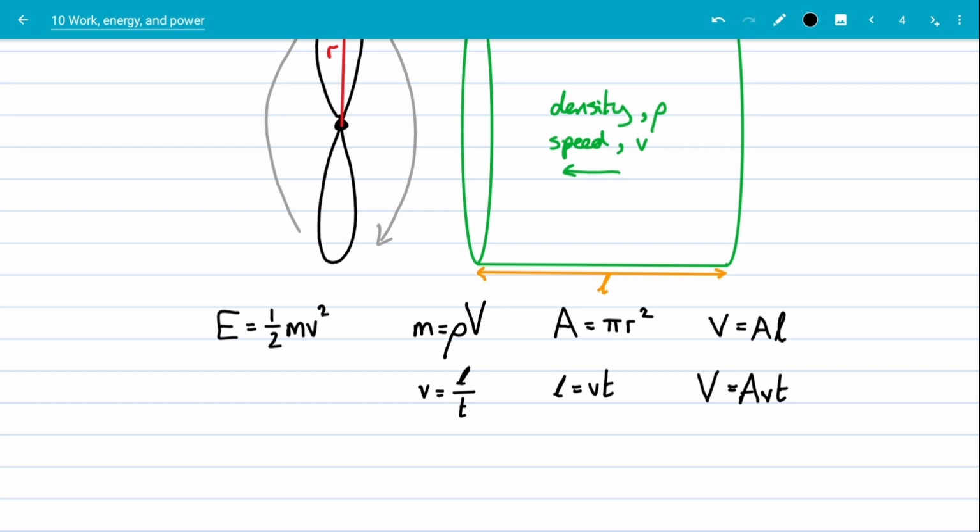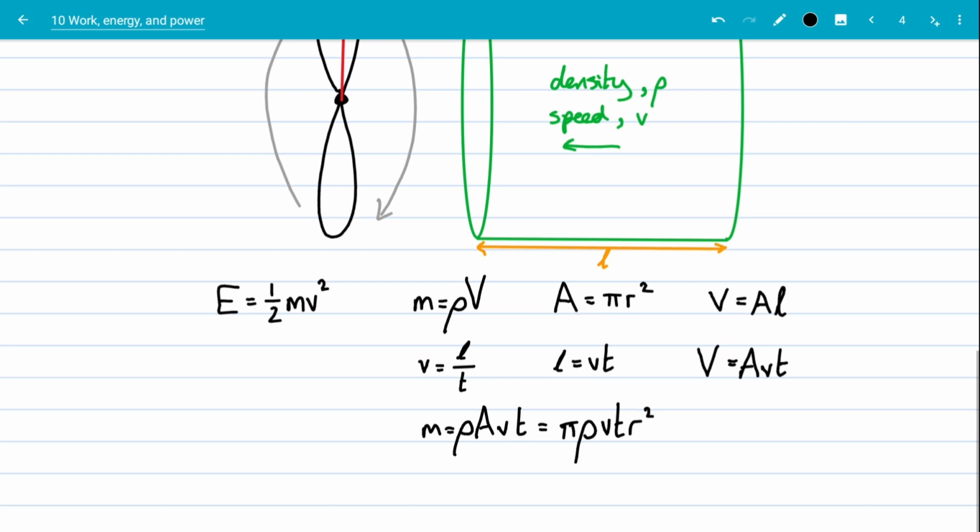That means the mass of air is equal to the density multiplied by the cross-sectional area multiplied by the speed multiplied by the time. But the cross-sectional area is pi times r squared, so it's pi rho v t r squared. I'm just taking these equations and putting them together. And then finally, the kinetic energy that this air carries is going to be equal to, and then we can plug all this in.